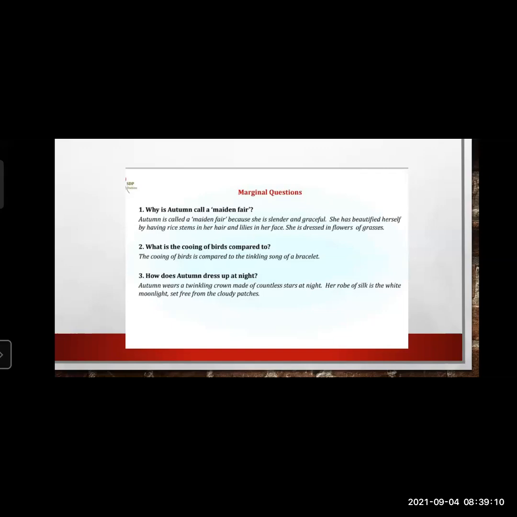The second question is, what are the cooing birds compared to? Their sound is compared to the tinkling of a bracelet song.